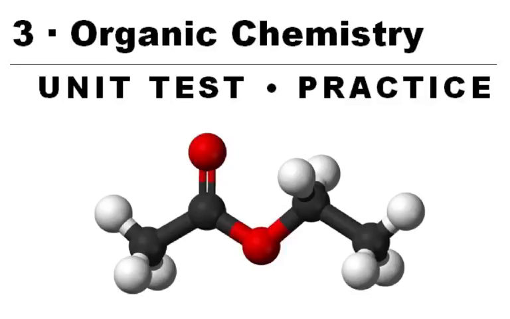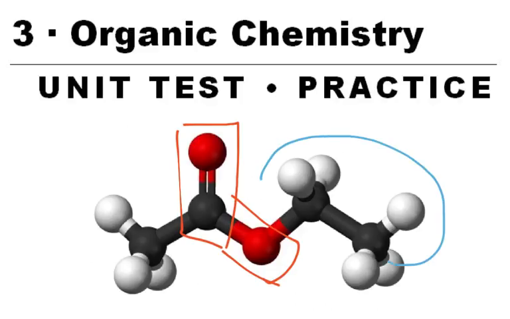I'm going to go through the practice test for the Unit 3 Organic Chemistry for Honors Chemistry, just question by question. And this one right below, you can sort of see here we have an oxygen atom, double bonded, and another oxygen atom. On this side over here, there's some carbon, so that would count as an R group. And here's some more carbon, so that would count as an R group. So we can see that this would be an ester.